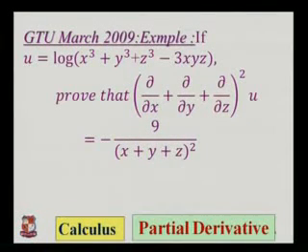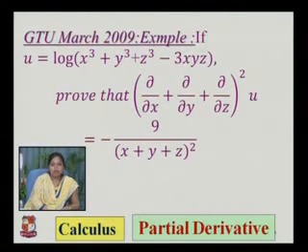So let us start with the examples which are mostly asked in our GTU paper. GTU March 2009 example. This example is very interesting and very important also, because here we are taking the second derivative. u is equal to log of x cube plus y cube plus z cube minus 3xyz. We want to prove that (del by del x plus del by del y plus del by del z) whole square of u is equal to minus 9 upon (x plus y plus z) whole square.